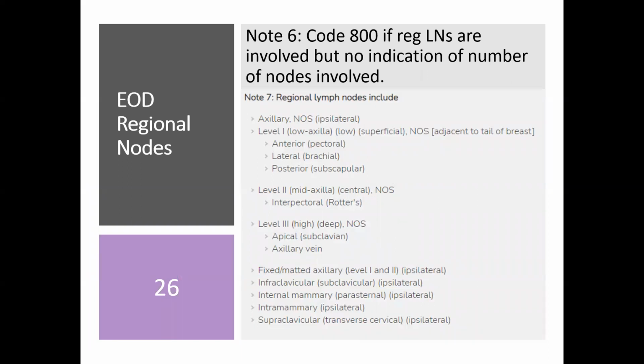Okay, note 6, you can code 800 if regional lymph nodes are involved, but you don't know the number of the nodes involved and it just says regional nodes positive. Typically, you're going to have better information than that. And then note 7, I just pasted in the list that they have provided of what is considered a regional lymph node. And they've broken it down with level 1, 2, and 3 lymph nodes. So that is also helpful to just have a good reference of those.